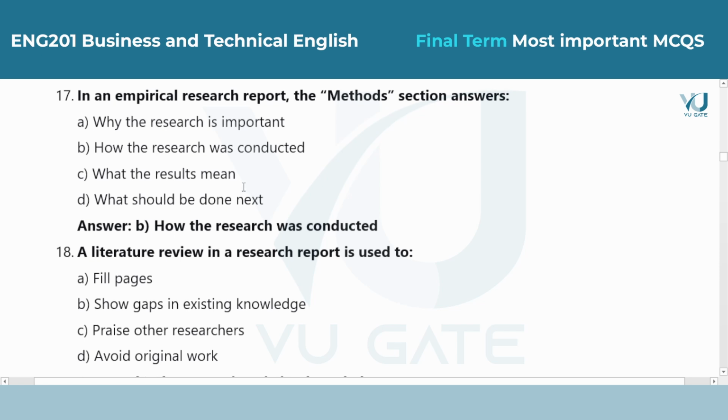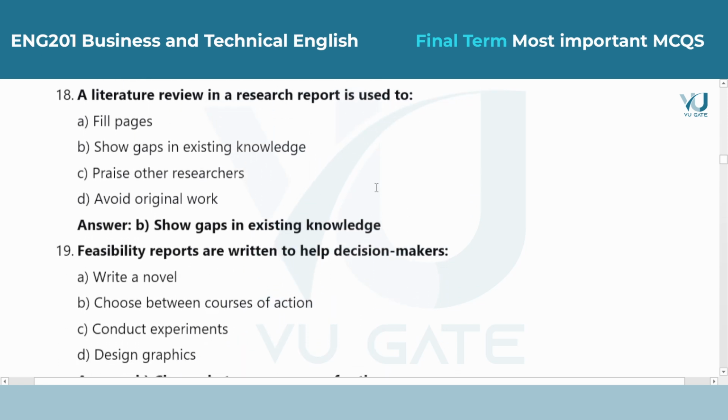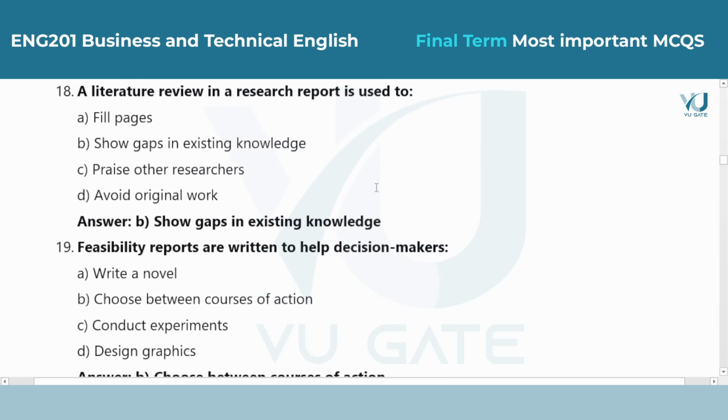17. Question. In an empirical research report, the methods section answers, answer, B. How the research was conducted. Concept. This section describes the procedures, tools, and participants used so that others can replicate the study. 18. Question. A literature review in a research report is used to, answer, B. Show gaps in existing knowledge. Concept. It summarizes previous research to justify why your current study is necessary and what new info it adds.